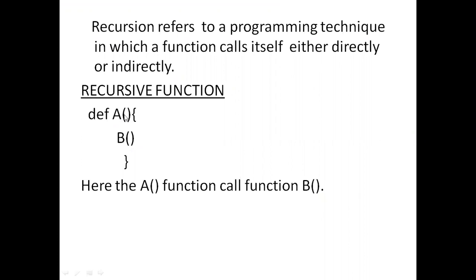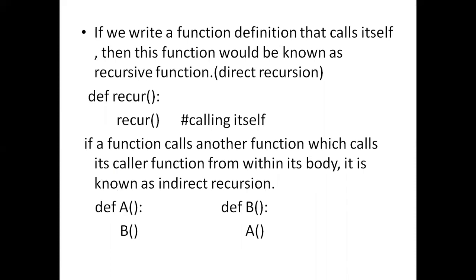A function A called function B. So inside the body of the A function, function B is called. Here the A function called function B. So if we write a function definition that calls itself, then this function would be known as a recursive function. So this same function calls itself, a recursive function.